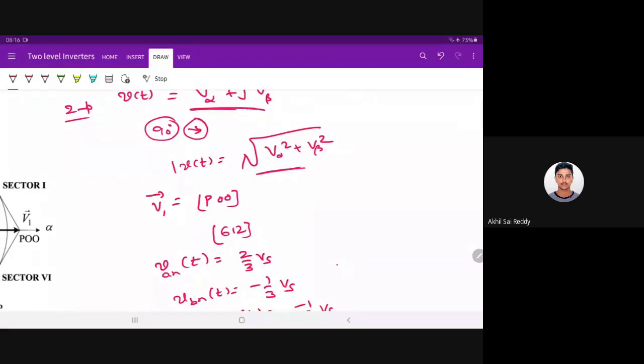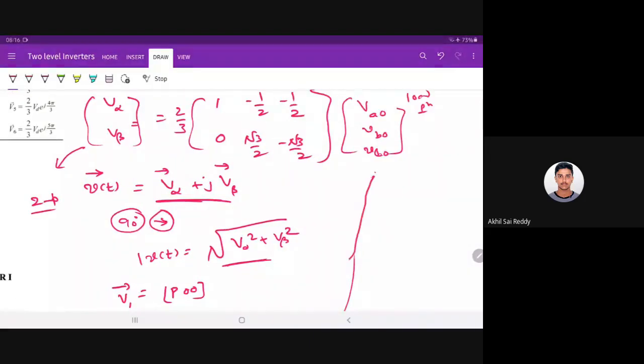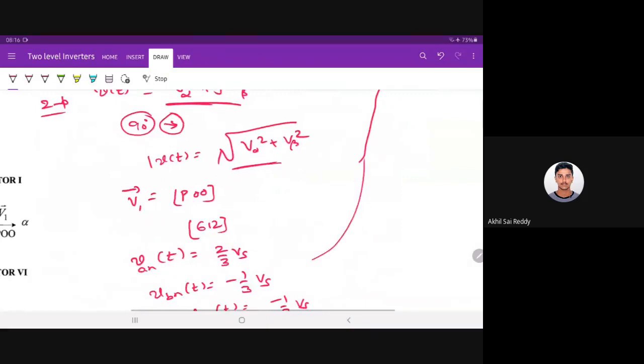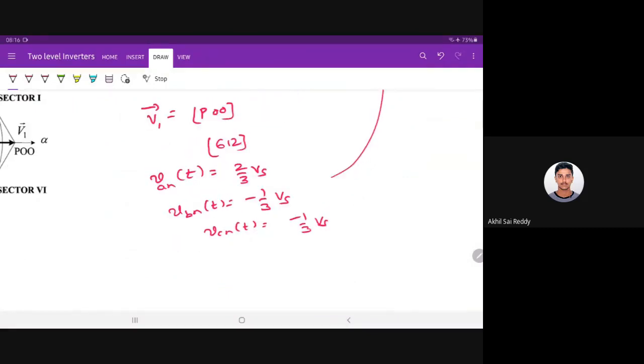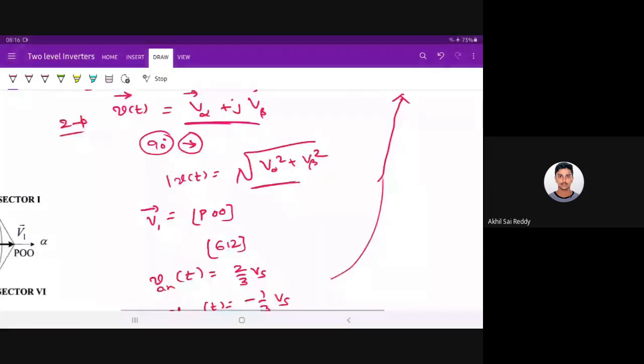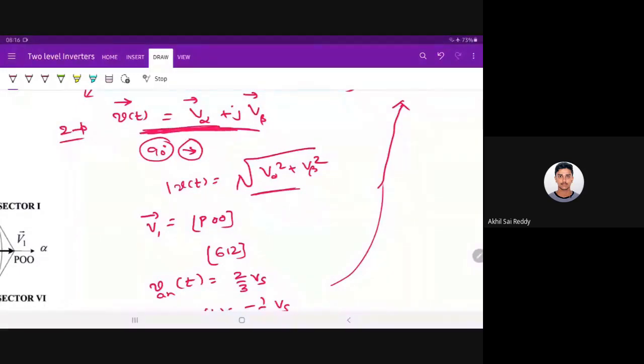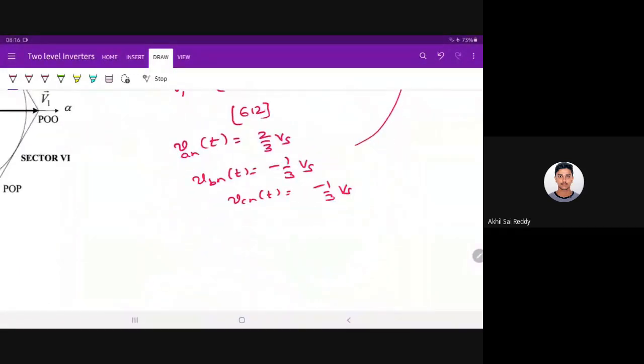So you need to substitute in this matrix. And after that, we need to find out V alpha and V beta, so we need to substitute in this expression. Once this is done, we obtain 2 by 3 times that, which is V1. It is a vector, obtained as Vd or Vs e to the power of j0. Clear? Similarly, we need to obtain V2, V3, V4, and V5.